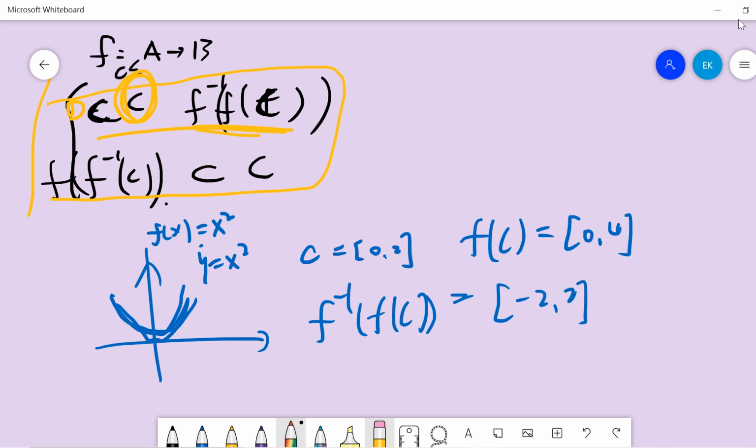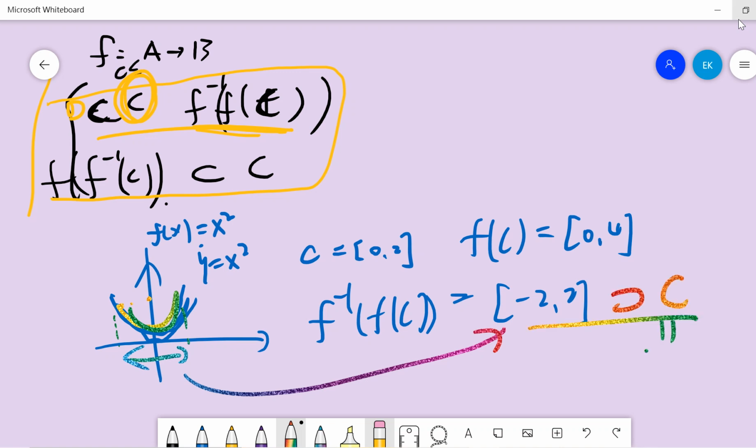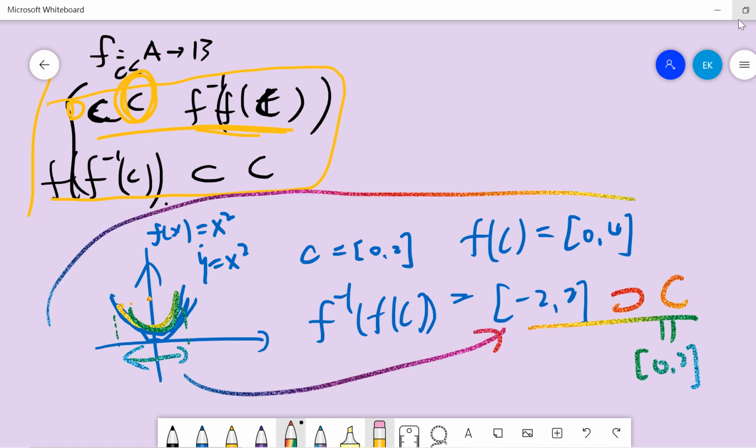So basically, this term, f inverse f of C, is this term. And this contains C. It contains C. Okay. So using this example you will not forget this one is the correct one.